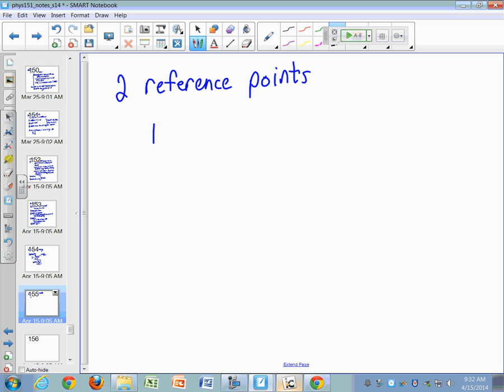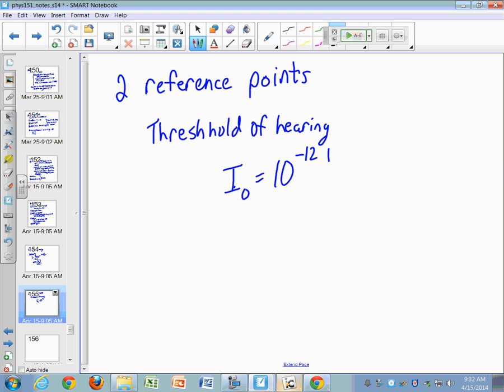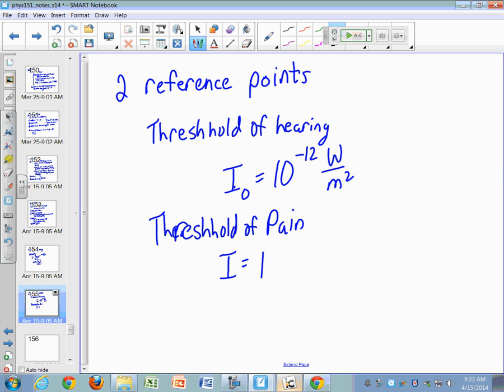The threshold of hearing is the lowest, the quietest noise that you can hear. Its intensity is going to be 10 to the minus 12. I'm going to call this I naught. This is our threshold of hearing, and it's 10 to the minus 12 watts per square meter. And then the threshold of pain has an intensity equal to 1 watt per square meter.